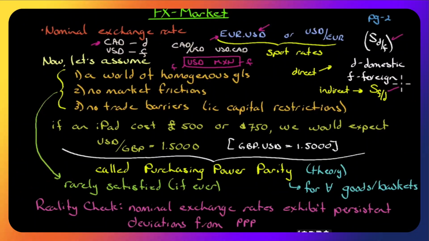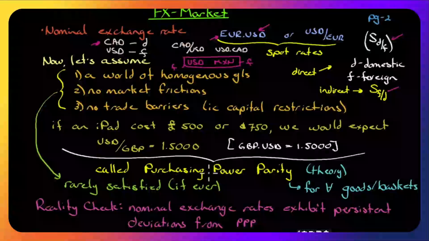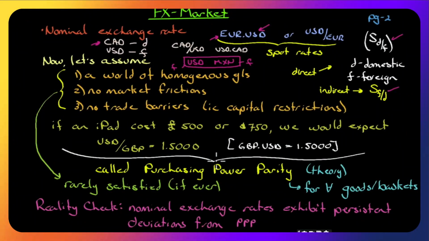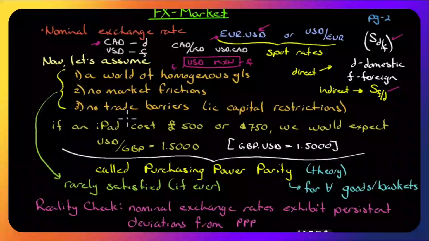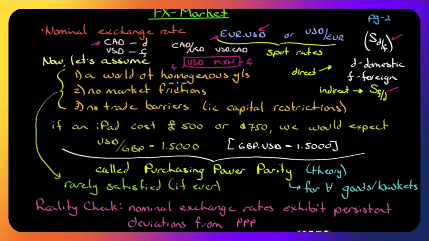Let's set up something here, because we're going to introduce something called purchasing power parity, which really doesn't work, but it's used later on in some theories. So let's introduce what this thing means. And of course, it's economics, so we need to assume a whole bunch of the real world away. So let's assume A, a world of homogeneous goods and services. B, no market frictions. And C, no trade barriers. That means no capital restrictions. This is a world without a Donald Trump, if you can imagine that. We have to assume him away now for our economic model to work.